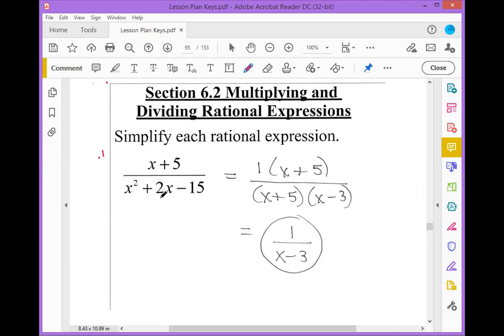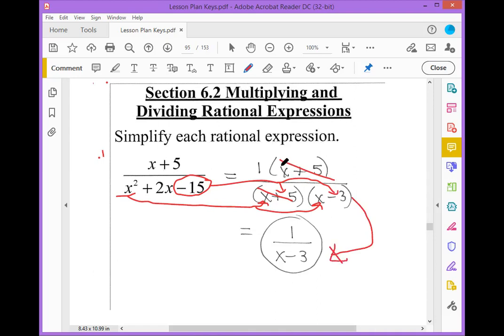This trinomial in the denominator can be factored. We factor the x squared using x and x, and then we're going to factor this minus 15 using positive 5 and negative 3. Now we see we have x plus 5 and x plus 5 in common with the numerator, so we can cancel those terms out. And what's left over in that denominator is x minus 3.